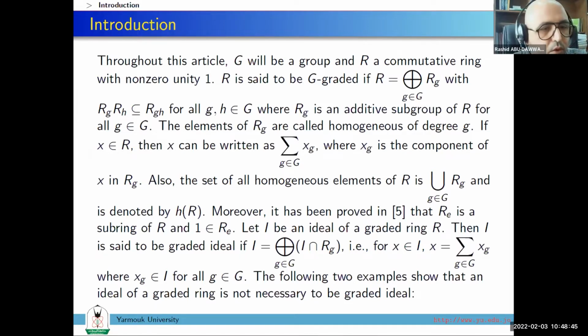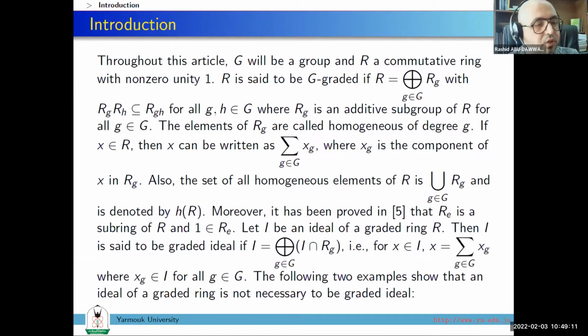We will call the set of all homogeneous elements of R H of R, and R sub e, the component where e is the identity of the group G, will be a subring, and it will contain the unity when R contains the unity. This was proved in reference 5: R sub e is always a subring of R and contains the unity.